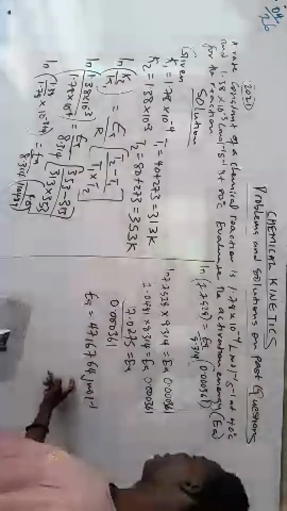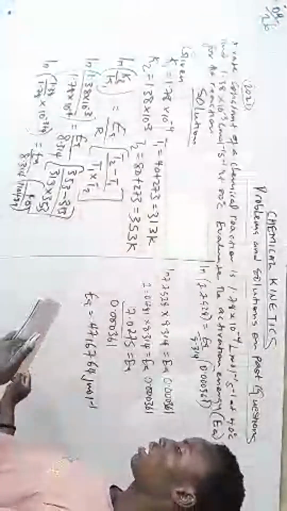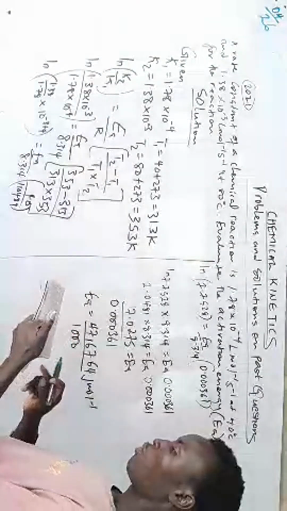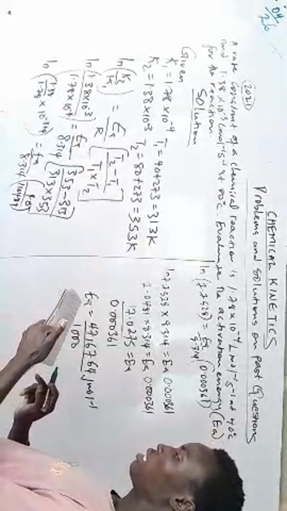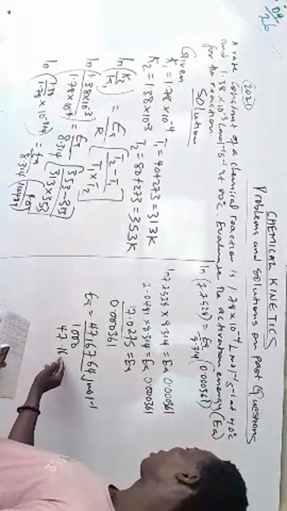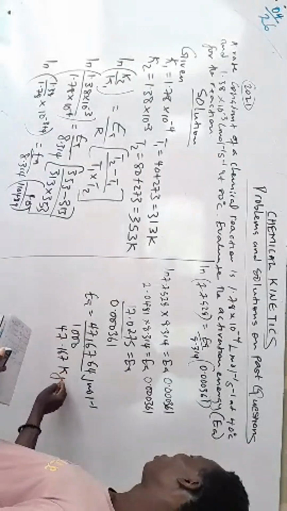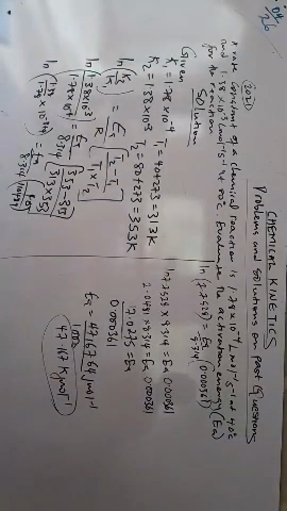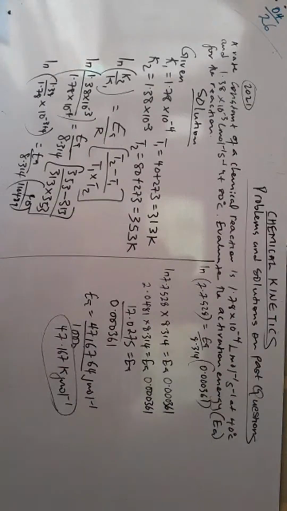Now, if you convert it to kilojoule, you divide by 1000. So when you divide it by 1000, that will give you 47.167 kilojoule per mole. That is how to solve the question, and that is what the question asks you to calculate. Now, I want to believe that is clear to you right now.